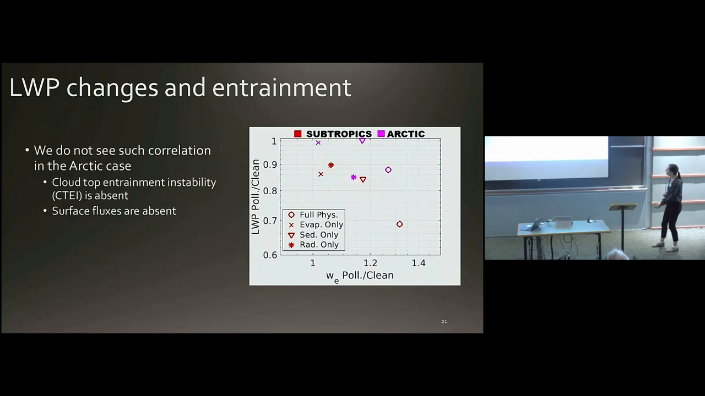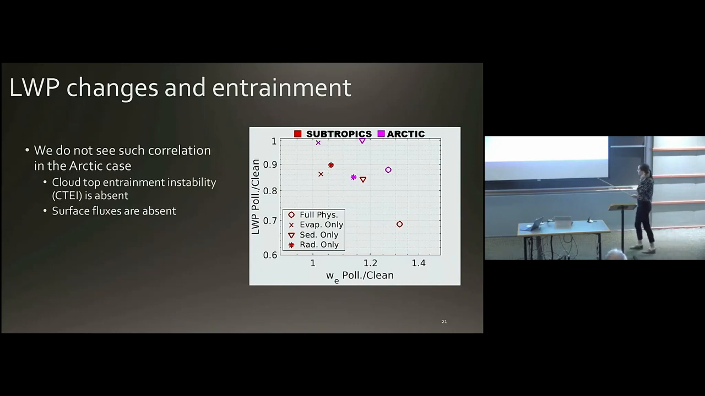If I plot those same points for the Arctic case, I get a very different looking picture where, perhaps not surprisingly given the results I've already shown, the evaporation and sedimentation tests have no change in liquid water, and only the full physics simulation and the radiation simulations have changes in liquid water. But what's perhaps a little bit surprising is that the sedimentation only case, despite not having a change in liquid water, does seem to still have a change in the entrainment rate. And in terms of the radiation case, we're getting similar changes in liquid water, but still very different changes in the entrainment.